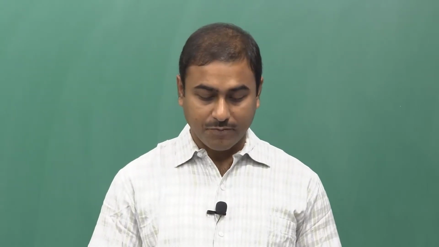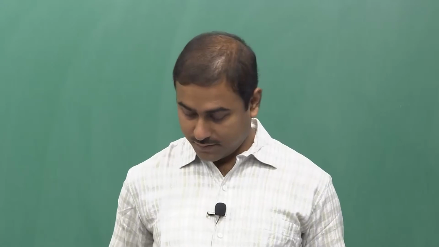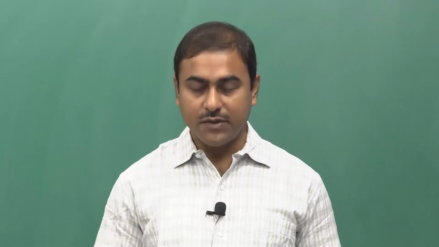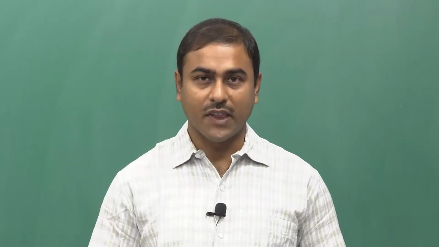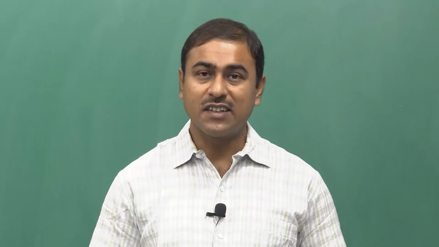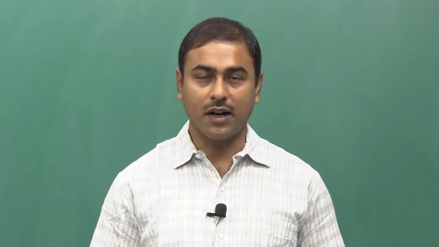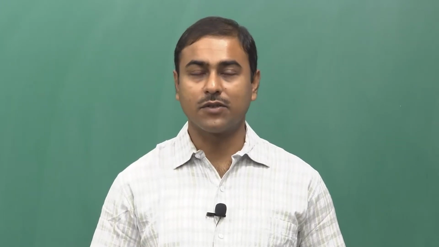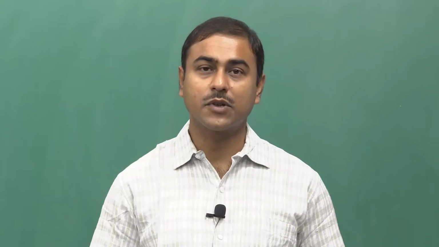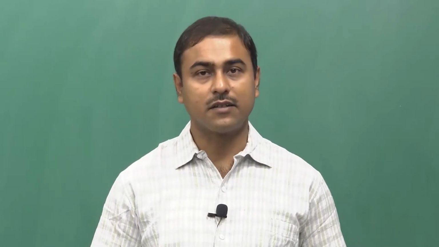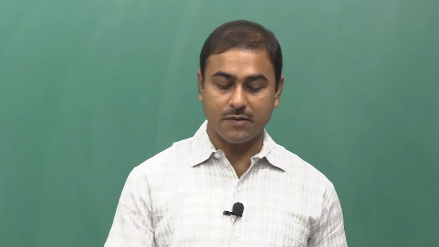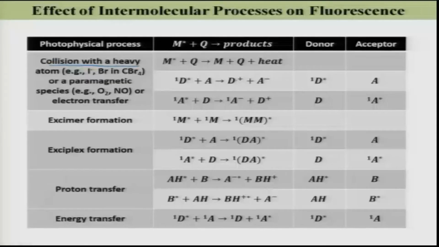Okay. Now, let me give you some examples of the reasons for this fluorescence quenching. Obviously, we are going to ask why the fluorescence intensity is decreasing with the addition of the quencher. There could be several reasons. First, I have written collision with a heavy atom, that could be one of the reasons, or collision with paramagnetic species, or electron transfer.